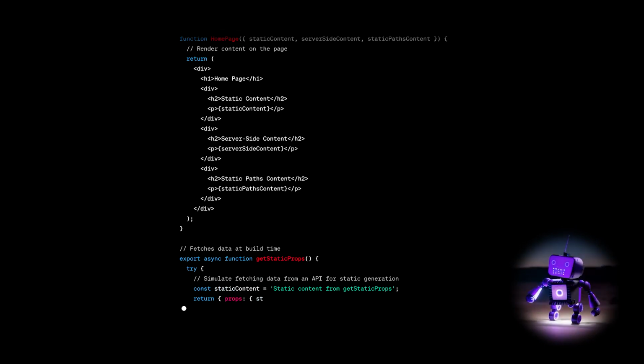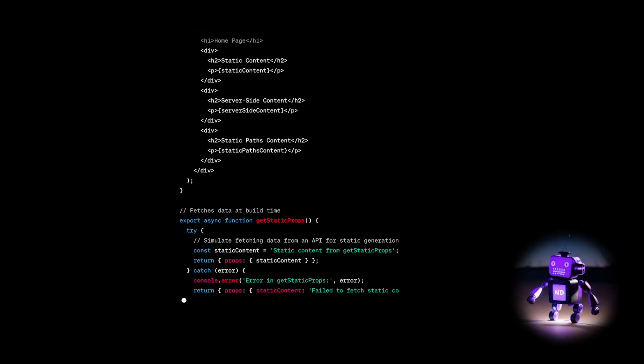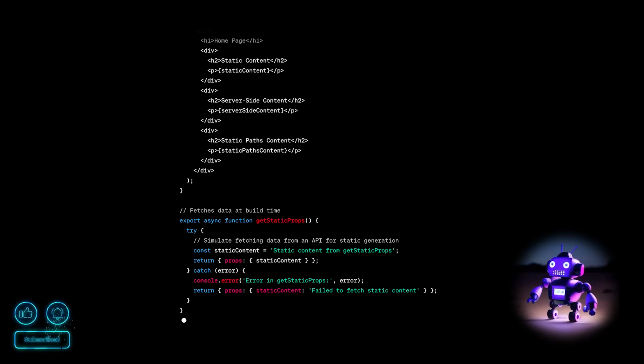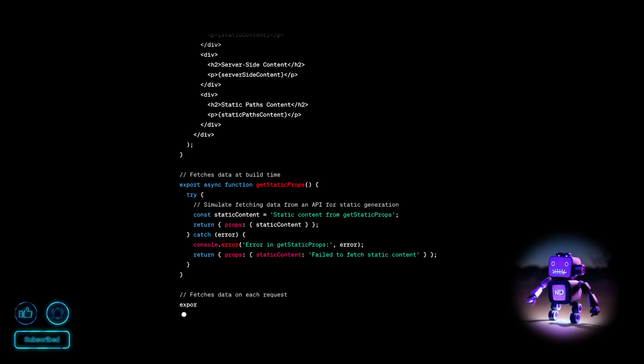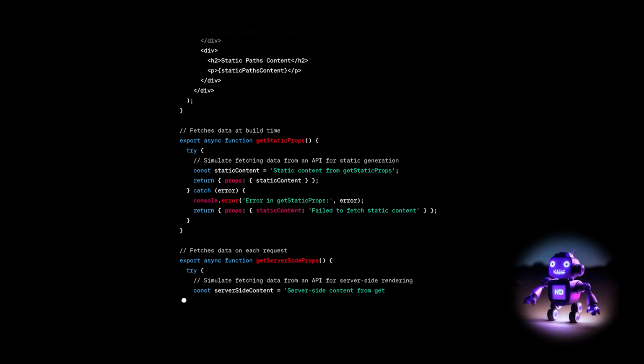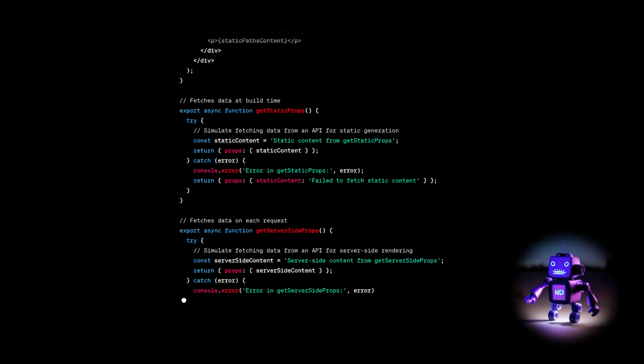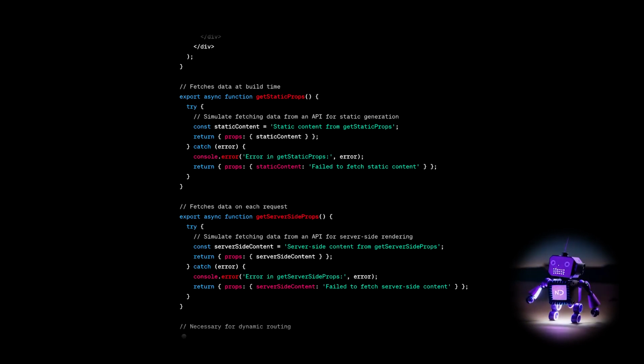This is where you would typically fetch and pass data to your page that doesn't change on every request. We simulate fetching data from an API and return it as props to our page. If there's an error during fetching, we handle it gracefully by logging the error and returning an error message instead. getServerSideProps works similarly, but is called on every request, making it suitable for fetching user-specific data or data that changes frequently. Again, we simulate fetching data and handle any potential errors.